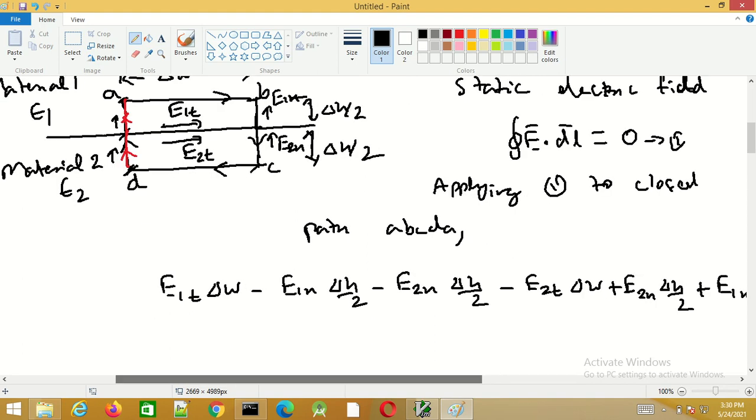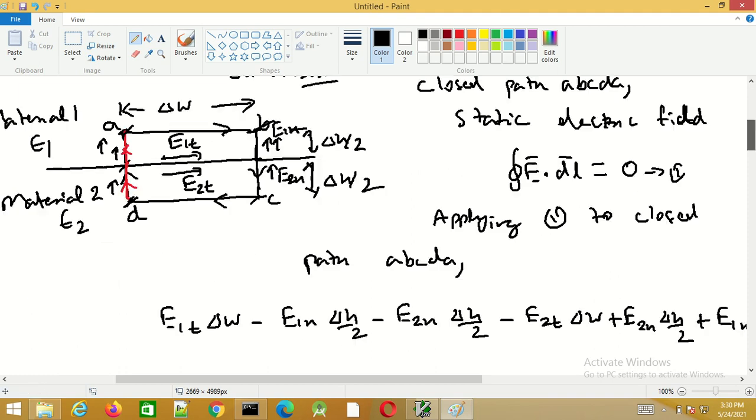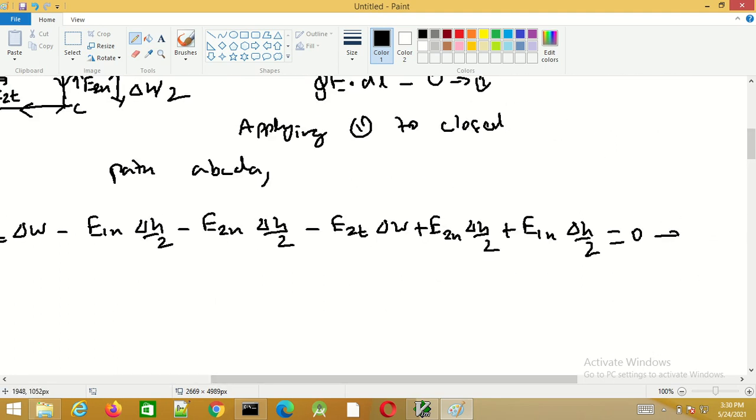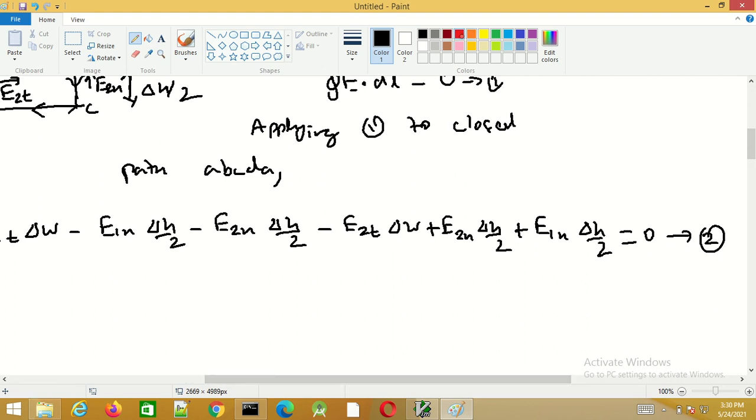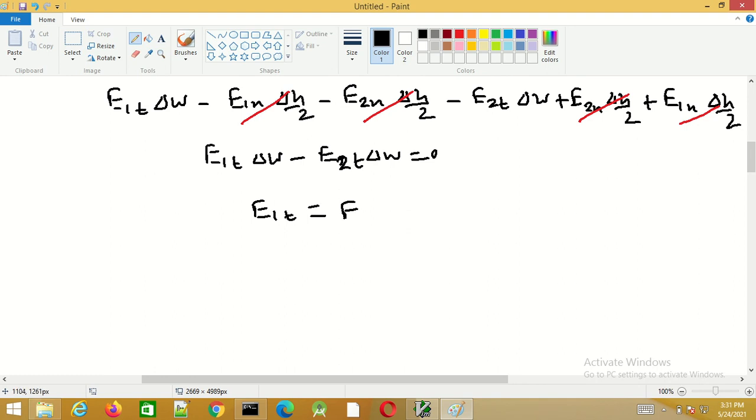Here we assume that this width delta W is small. So the normal component of the field is not changing from A to B. That is, the normal component here is E1n, and here also it is taken as E1n only. So from this equation we can observe that this is cancelled with this, and this is cancelled with this, so we are left with E1t delta W minus E2t delta W equal to 0. Therefore E1t is equal to E2t.